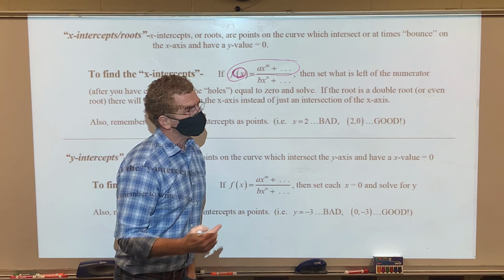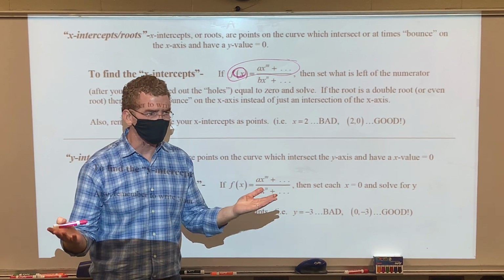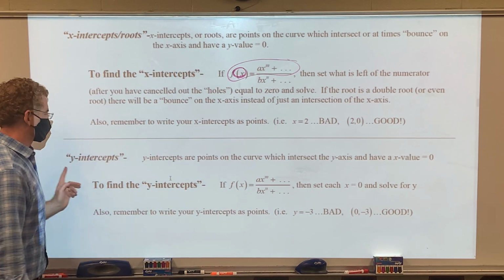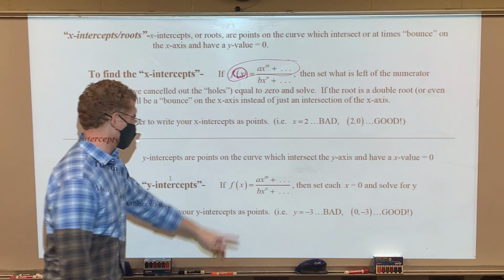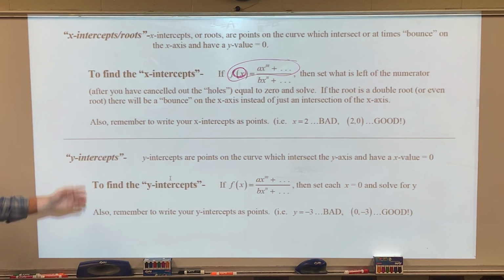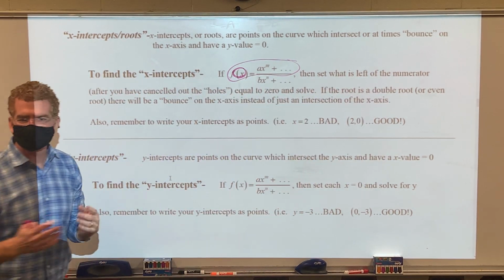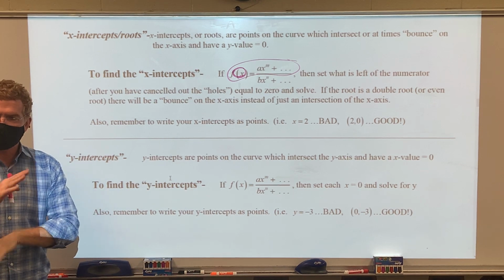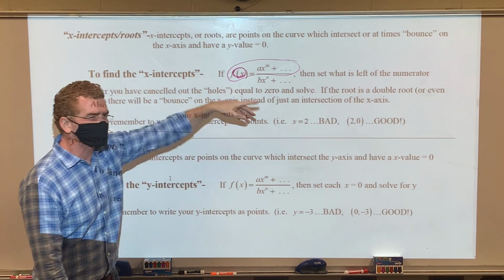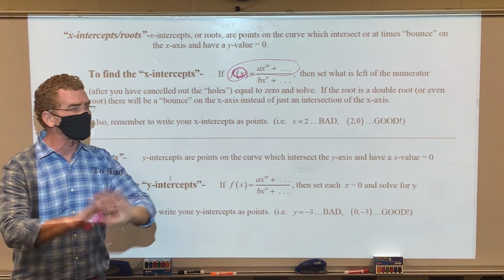Just that. So, what affects x-intercepts? The numerator. So, to find your x-intercepts, basically, just set each x value in that numerator equal to 0 and solve. Okay? So, sorry, to find the x-intercepts, set what's left of the numerator. Why do I say what's left? Because you might have canceled something out for holes. Set whatever's left in the numerator equal to 0 and solve. Those will be your x-intercepts. There are not any extra ones.